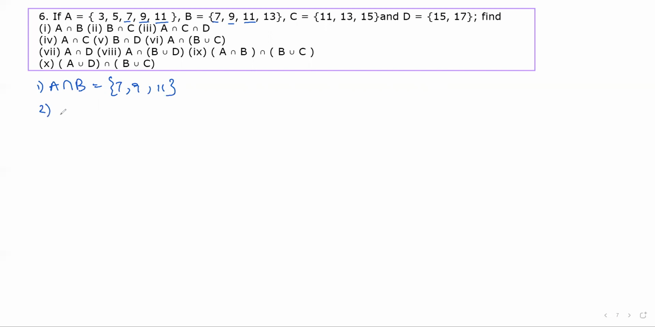B intersection C. 7, 9, 11, 13 and 11, 13, 15. The first element, 11, is there; the second element, 13, is there; the third element, 15, is not there. So 11 and 13 are common.